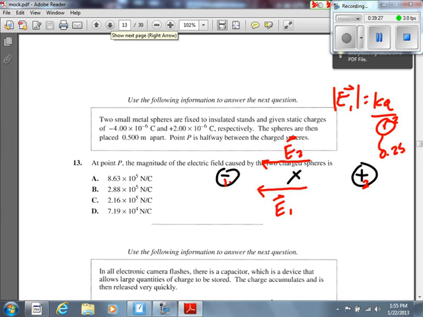Question number 14. In all electronic camera flashes, there's a capacitor, which is a device that allows large quantities of charge to be stored. The charge accumulates and is then very quickly released. The electric energy stored in the capacitor is given by E equals 1/2 CV squared. So you've got an equation here that you don't recognize.